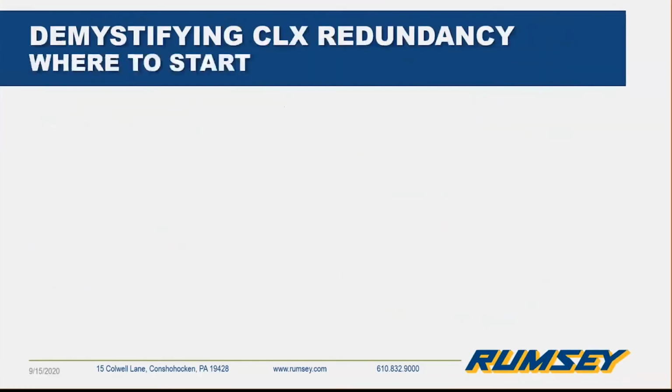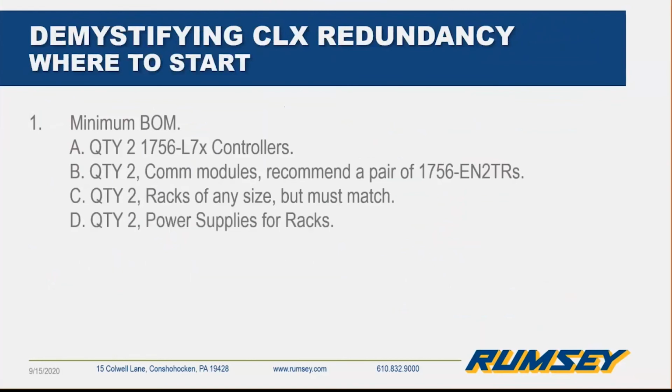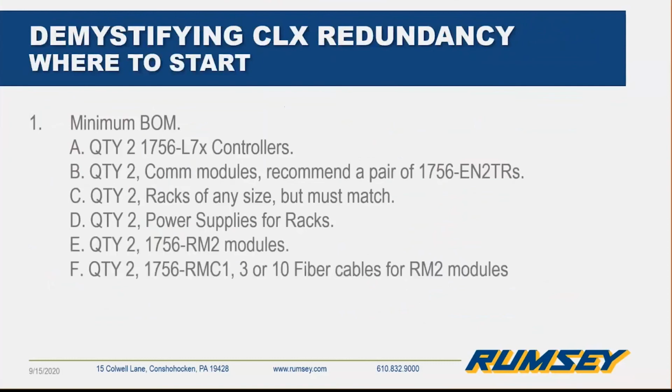Where do you start? Minimum bill of materials. You need a couple controllers at least, 2 communication modules, such as an EN2TR, a couple of racks. They can be any size, A4, A17, doesn't matter. It has to be the same kind though. Power supplies for the racks, RM2 modules. Those cables, again, they go up to 10 meters if you want the Allen Bradley pre-made ones. And then of course end slots, to fill those in.